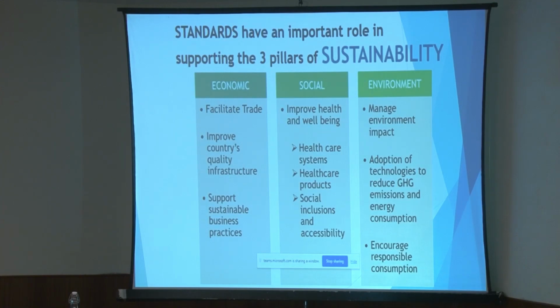Economic: to facilitate trade, because with standards it is easier for other countries to know what benchmark they need to follow. So it facilitates trade, improves countries' quality infrastructure, because through that document we are able to inculcate quality consciousness in both manufacturers and consumers, and support sustainable business practices. Social: improve health and well-being, healthcare systems, healthcare products, social inclusion and accessibility. Environment: manage environmental impact, adoption of technologies to reduce greenhouse gas emissions and energy consumption, and encourage responsible consumption.